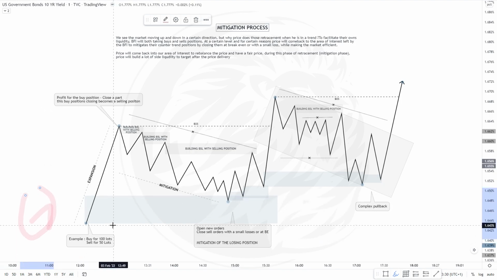And so for that, they need to take more orders than the counter-trend orders they will take, because they need to take both buy and sell orders to facilitate their own liquidity. But if they take the same amount of selling orders and the same amount of buying orders, the market will just range, and so that's why they need to take more orders in the direction they want to push the market. So step one here, we are in a bullish trend, for example. Step one, they buy, for example, 100 lots and they sell 15 lots.